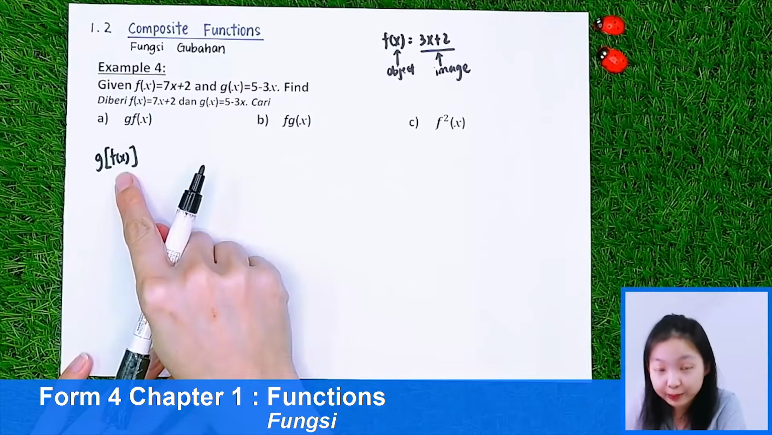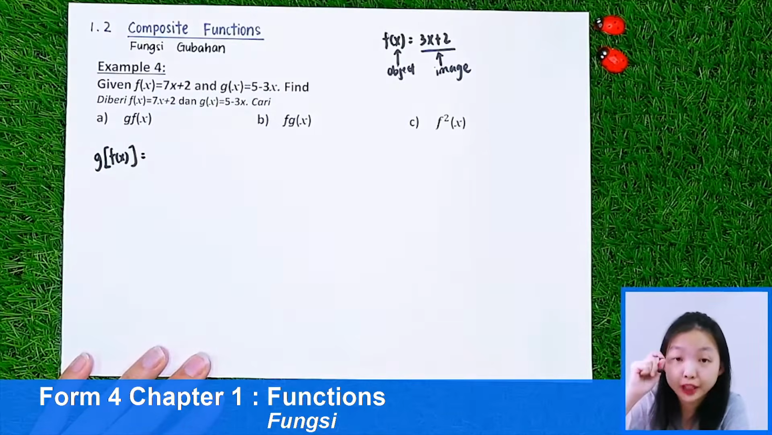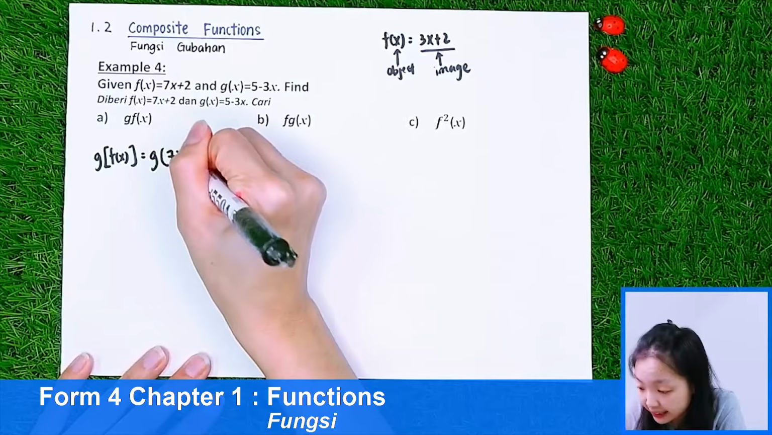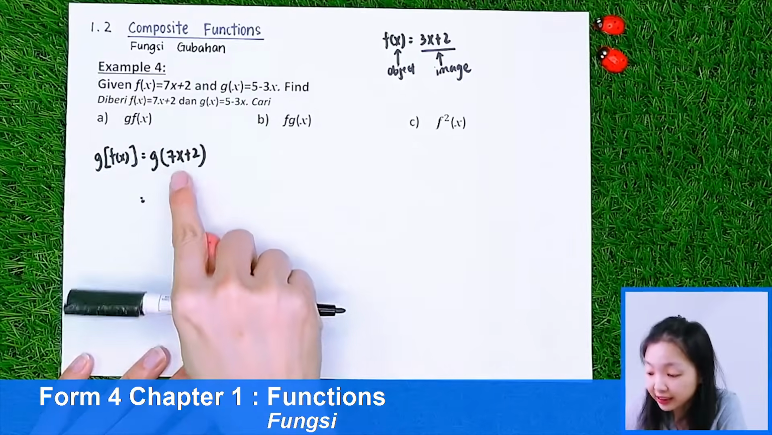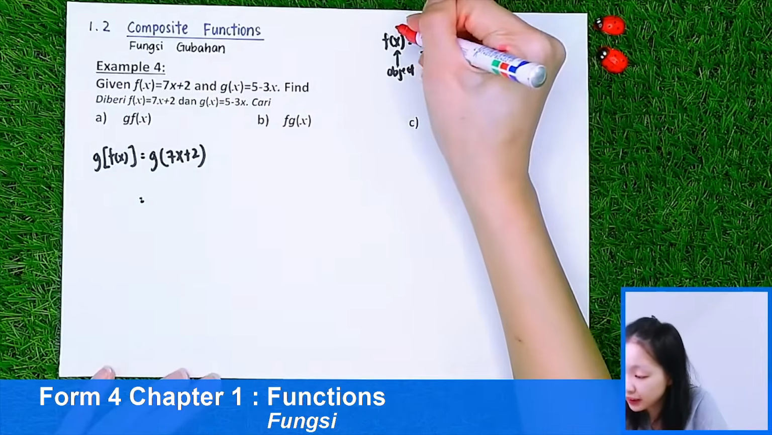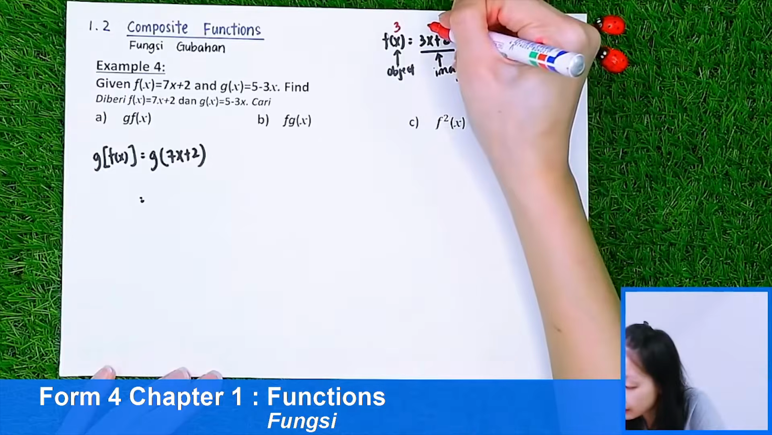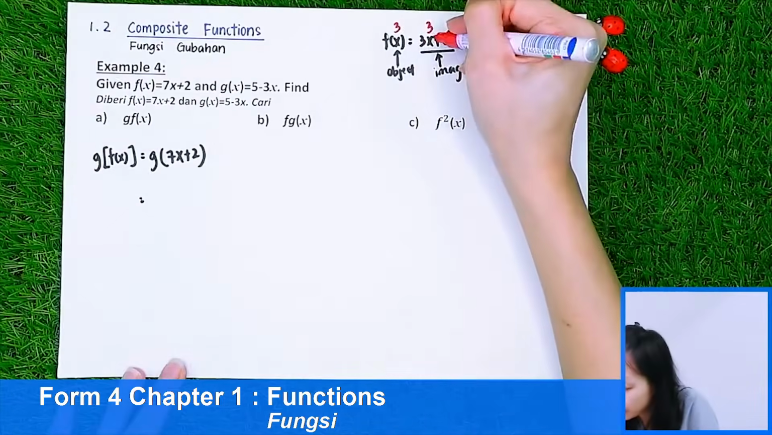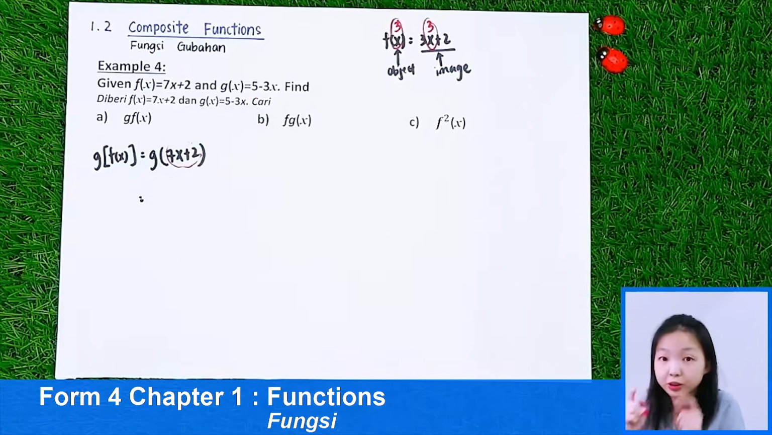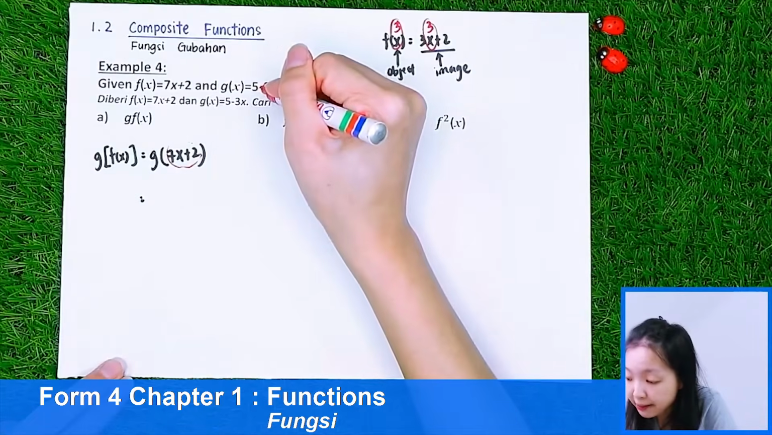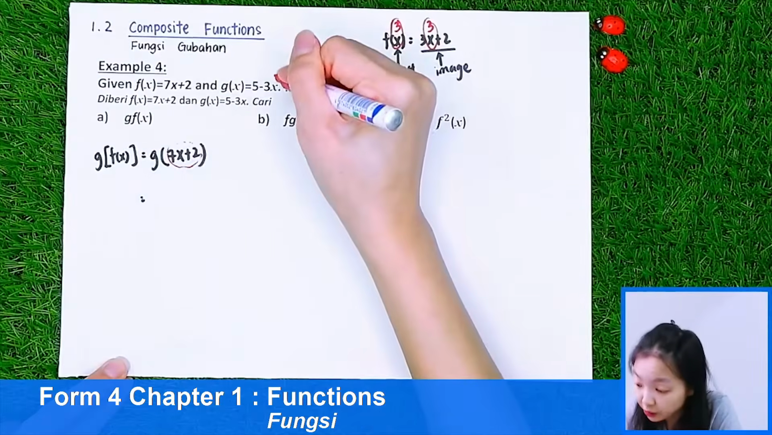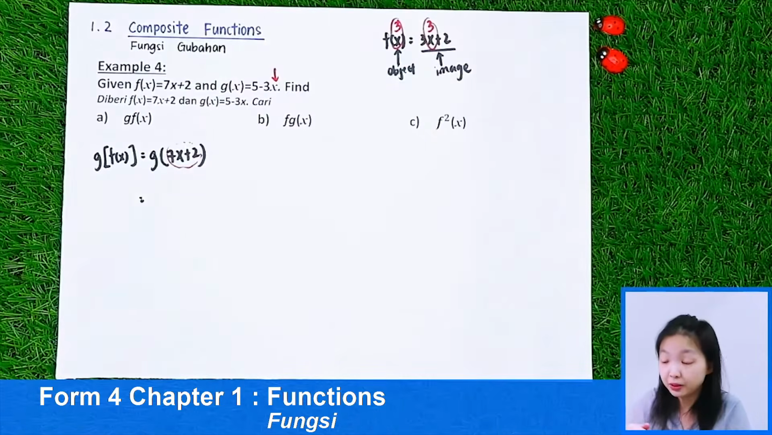It becomes like this. f(x) is your object. So you will substitute your f(x) into here. f(x) is 7x + 2, so this becomes your object. Just now, when we substitute 3 here, we substitute 3 into the same place. This is now your object. So, where is your g(x)? g(x) is 5 - 3x. So, I will substitute my object into here.